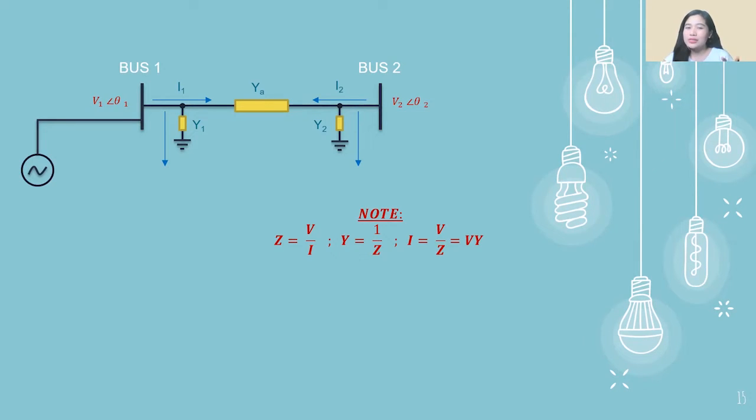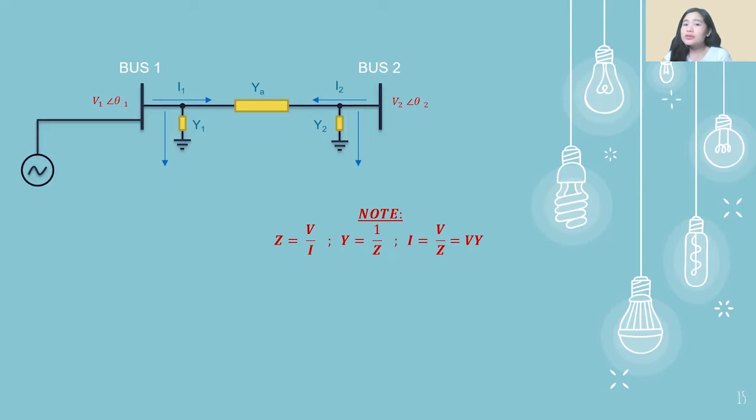Now we must take note that our impedance has this equation, V over I. It's simply like looking for the value of the resistance. So if we are going to look for our admittance, which symbolizes this Y, it is equivalent to 1 over Z, or the reciprocal of our impedance.